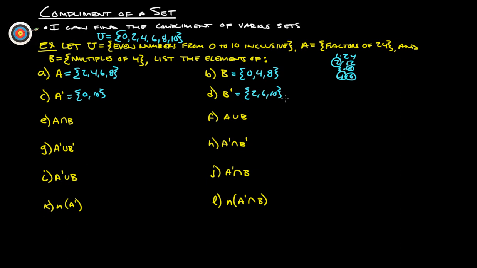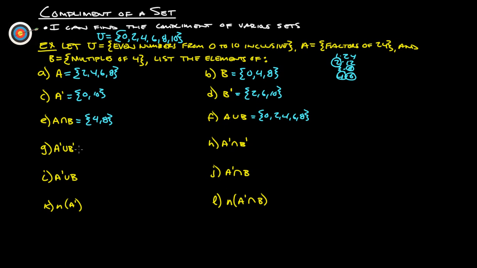A intersect B. Remember, intersection is what A and B have in common. So A has 2, 4, 6, 8. B has 0, 4, and 8, so it's got 4 and 8 in common. So that's A intersect B. A union B is going to be everything in A and everything in B. So we've got 2, 4, 6, 8, and 0. So 0, 2, 4, 6, and 8 would be A union B.